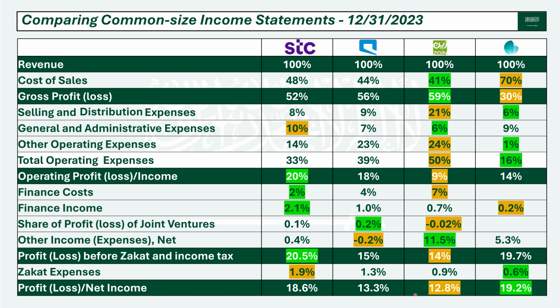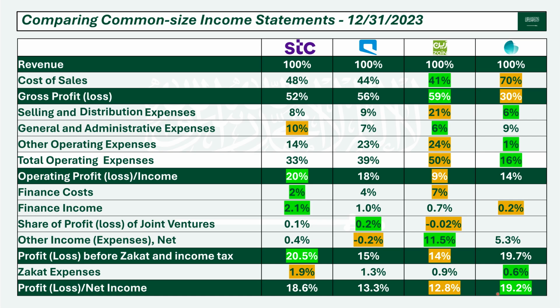12.8%. If you notice that when it comes to the gross profit, Zain was leading with 59%, and Go Telecom was in the last position or the fourth position with only 30%. But the bottom line, which is the most important one, the net income, now Go Telecom is leading with 19.2%, and Zain is in the fourth position. It has been flipped.